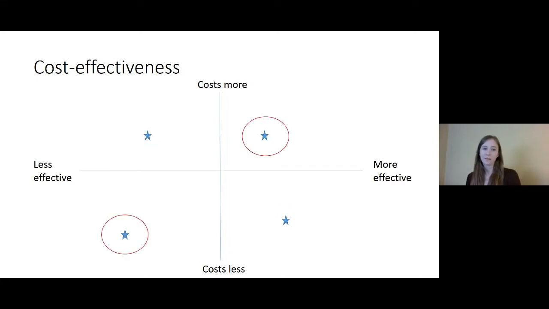Where it starts to get a little bit interesting is in the bottom left and the top right. So in these situations, we've got treatments that are either less effective but cheaper or more expensive but better. The ones that show up in the bottom left, when the NHS is making decisions about those, they typically tend not to pay for them.